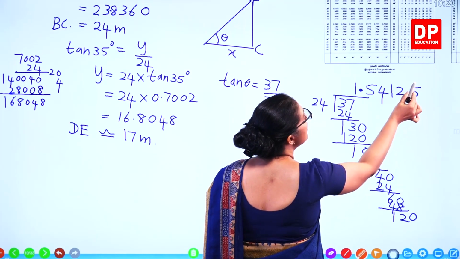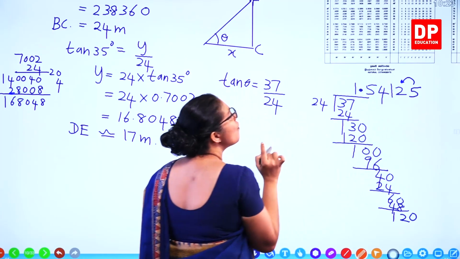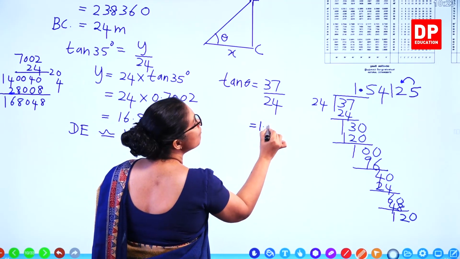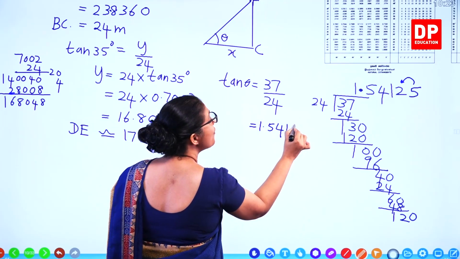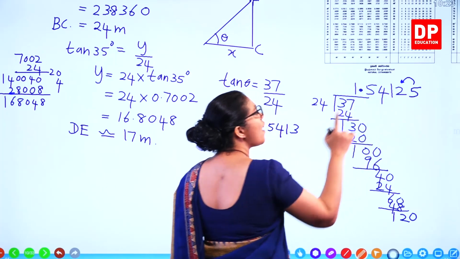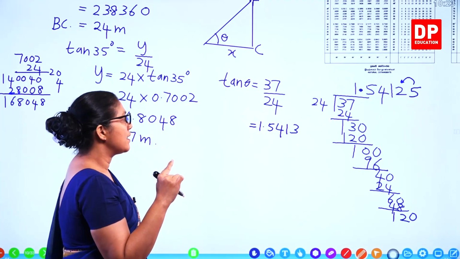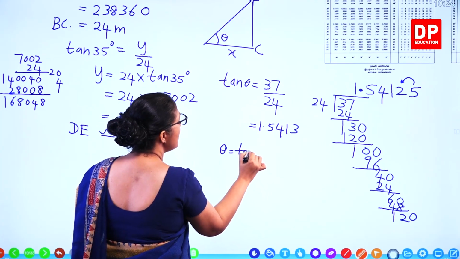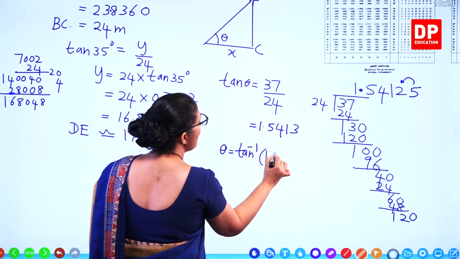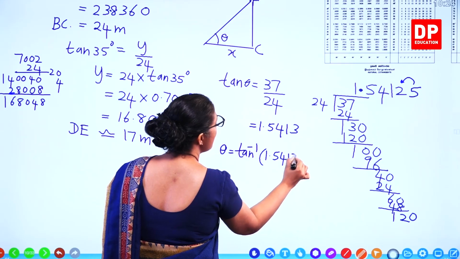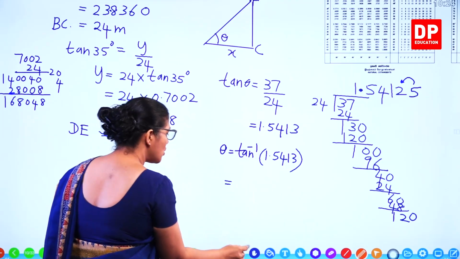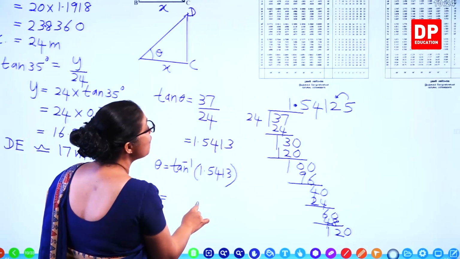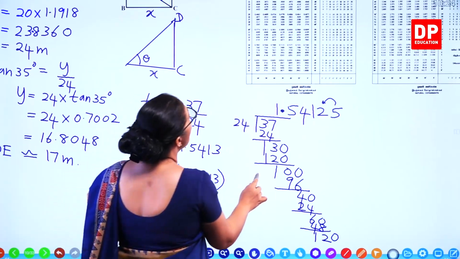Now here, it's better to take 1.5413, because the next digit is 5, so we need to add 1 to that. Now we can find the tan inverse value. For 1.5413, refer to the tangent table and see where you get 1.5413.